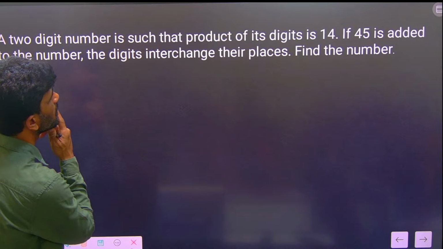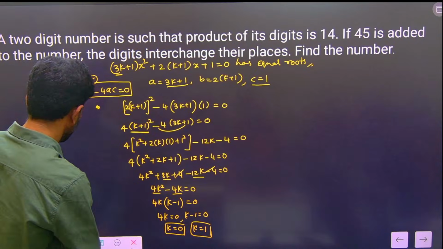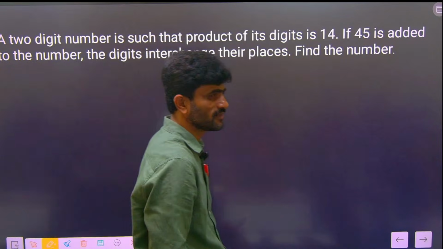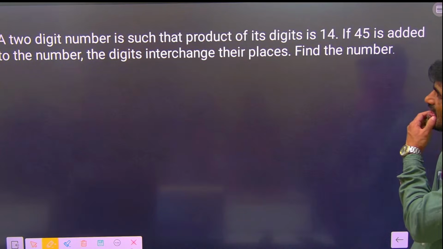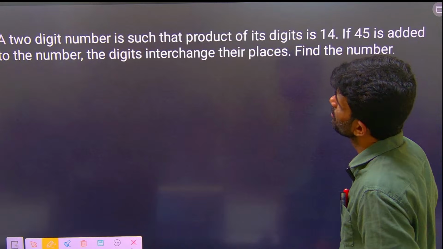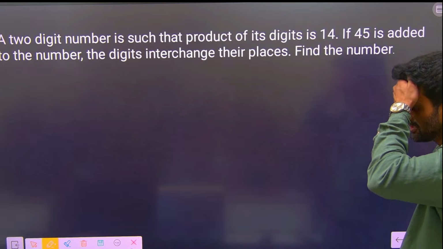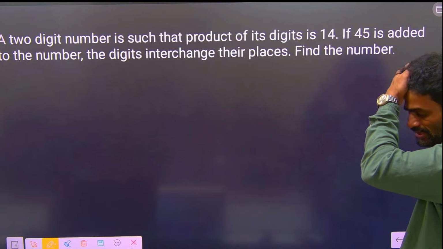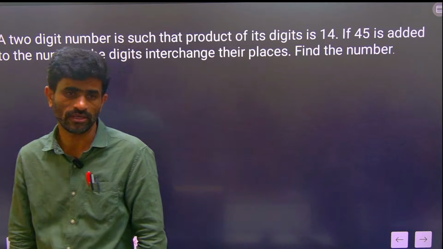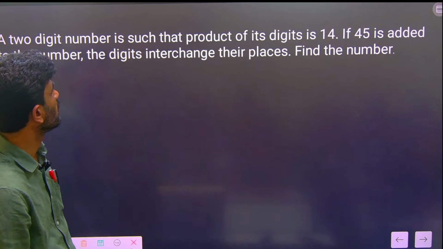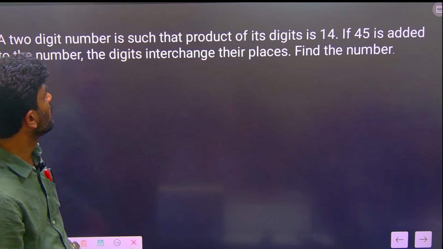This one again, it's not done. It's again a 2-digit number. Here we have to take 10x plus y and 10y plus x. A 2-digit number is such that the product of its digits is 14. What will we take for the digits generally? Tens place x, ones place y. In tens place we take x, in ones place we take y. The number becomes 10x plus y. After reversing the digits, it is 10y plus x.